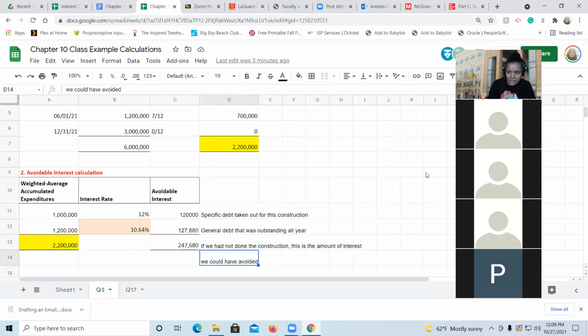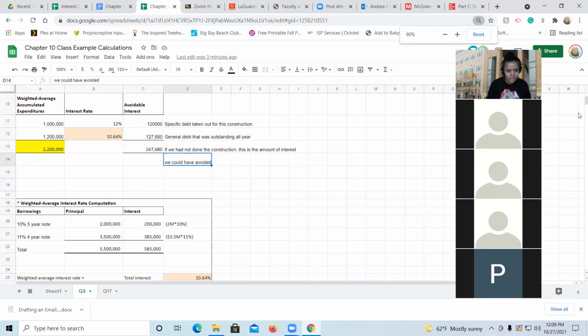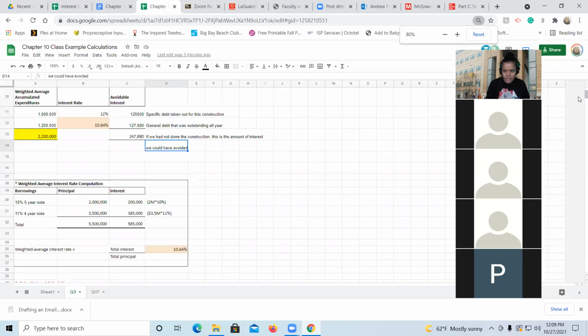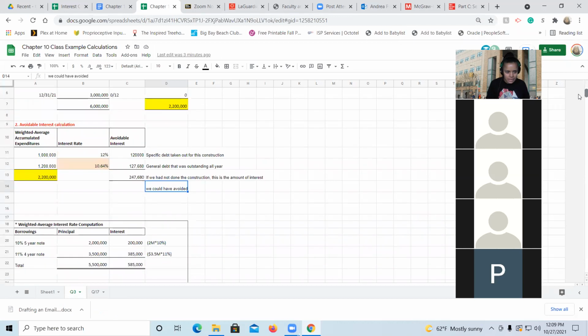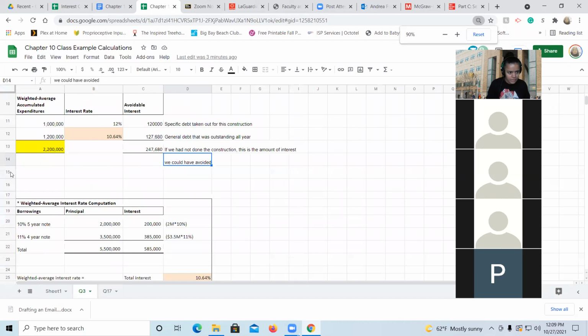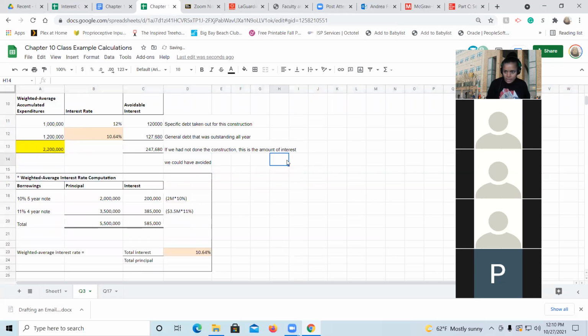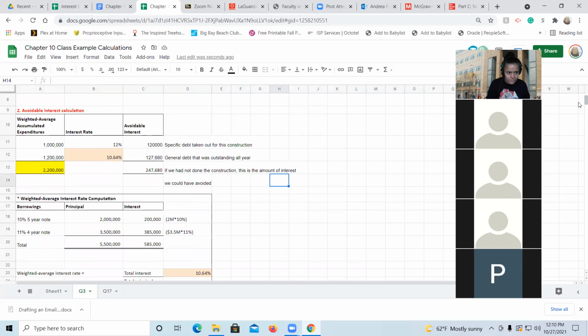Interest on that debt. So let me see if I can make this smaller so you can actually see everything. I'm going to leave the avoidable interest calculation up here for you guys. Let me get rid of two unnecessary rows here, and I'll leave this up for you. I'm trying to show that it's connected to the expenditures, but it's just becoming too much of a hassle.